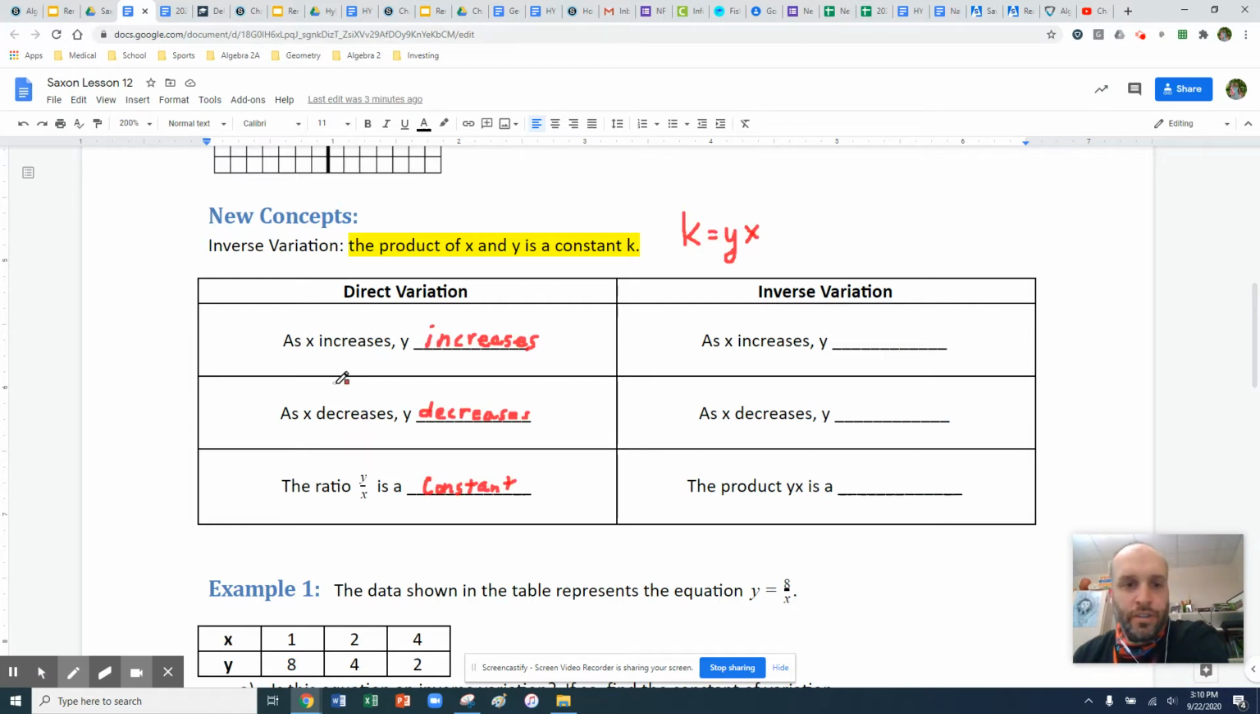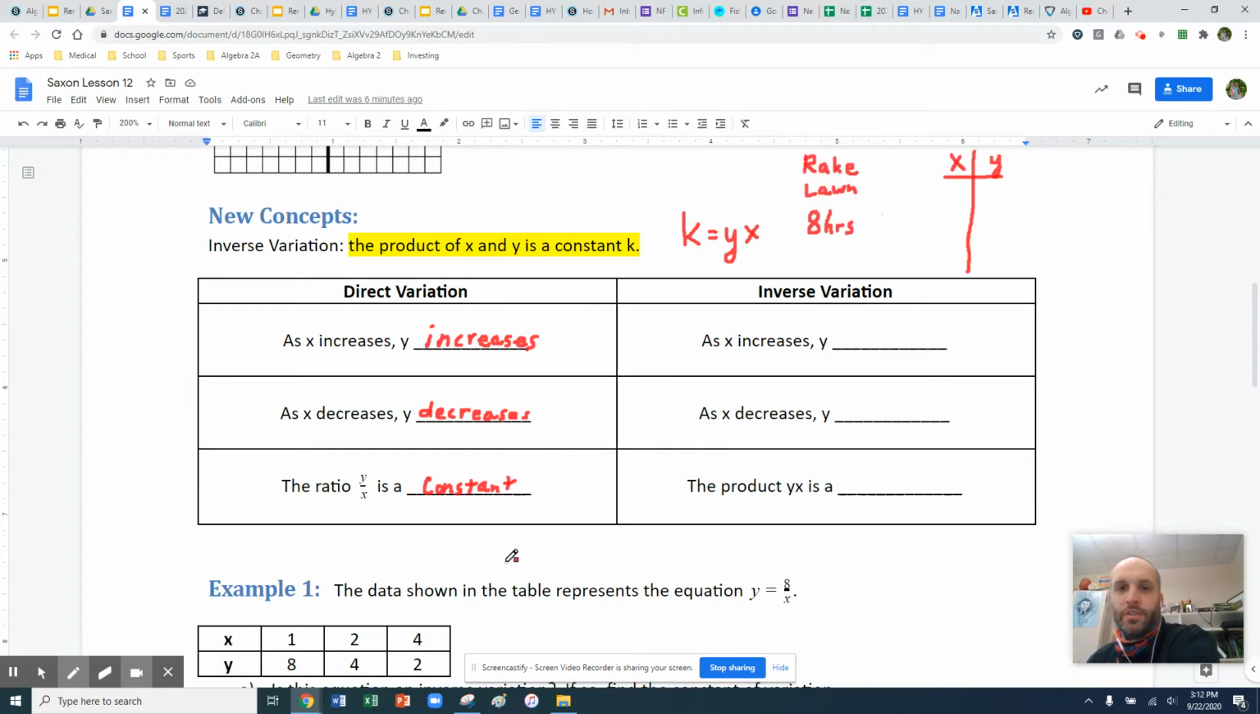We were introduced to direct variation in lesson 8, and we saw that when we're looking at an x and y variable relationship, as the x increases, the y increases. As the x decreases, the y decreases. And every time we found an ordered pair and took the ratio y divided by x, we always found that that was a constant k, called your constant of variation. Well, today we're going to look at what happens with an inverse variation.